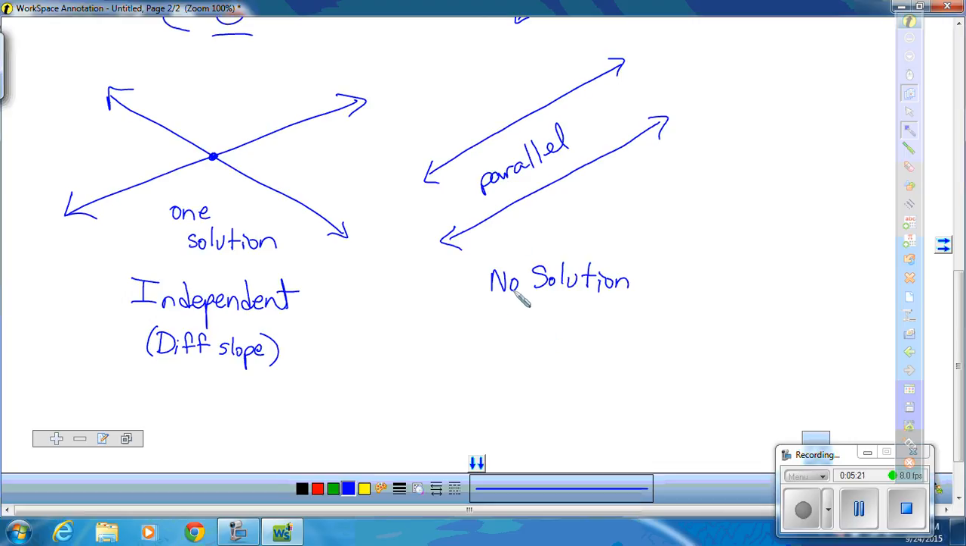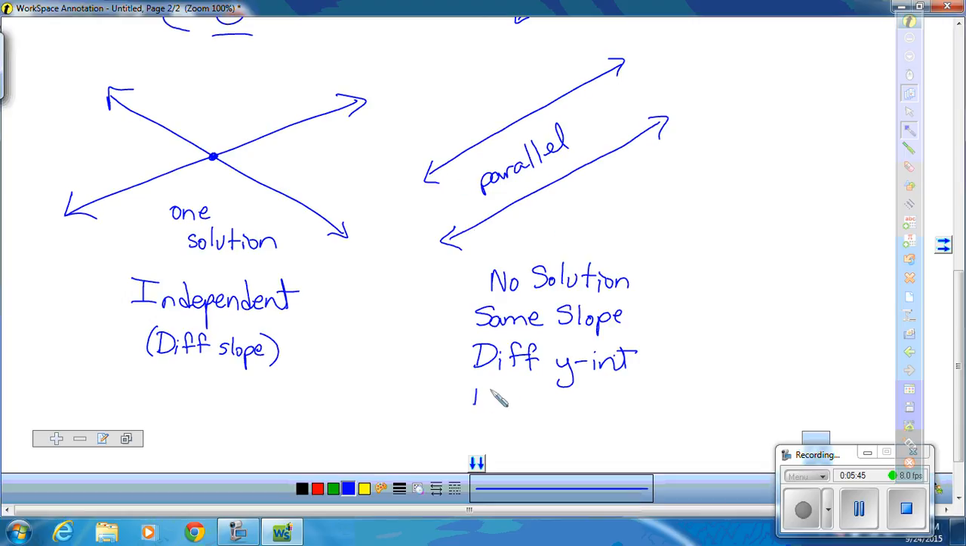It's also important to remember from last unit, parallel lines have the same slope, but they also have different y-intercepts because they do not start at the same place, but they are moving the same direction. So they have the same slope, but they have different y-intercepts. They're never going to touch each other.